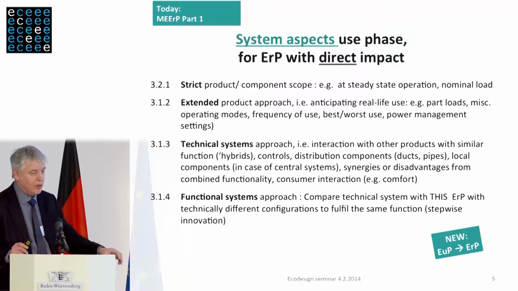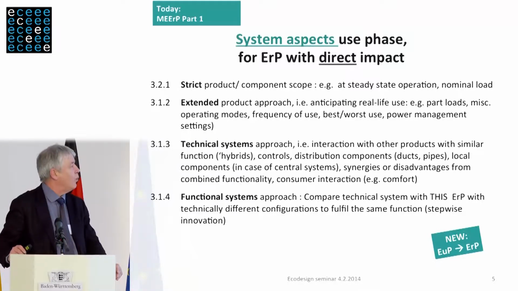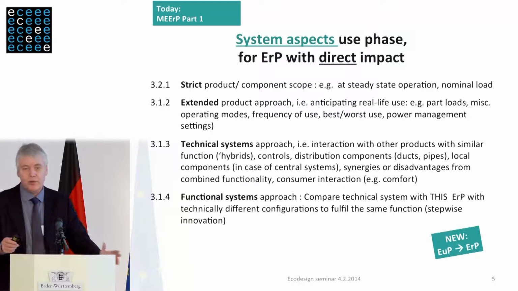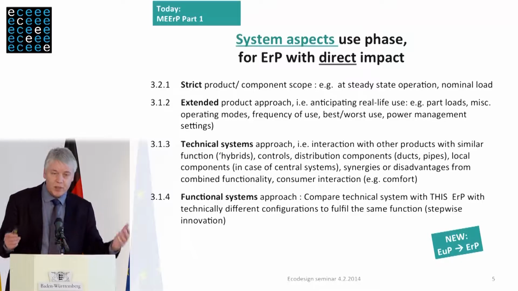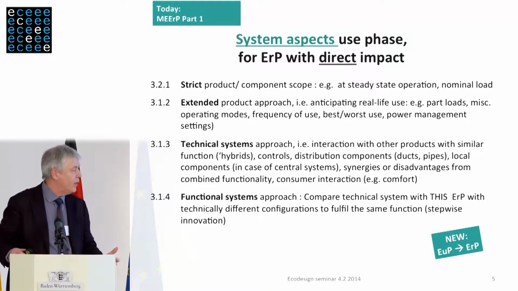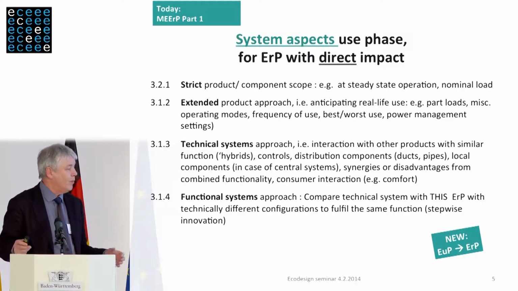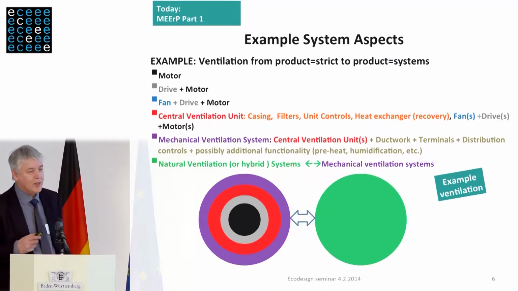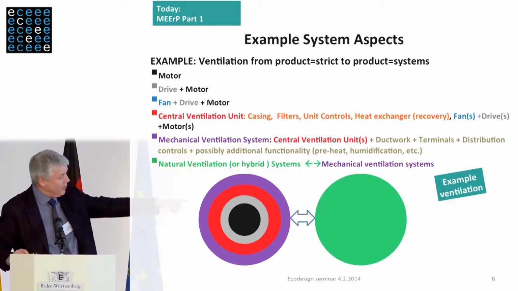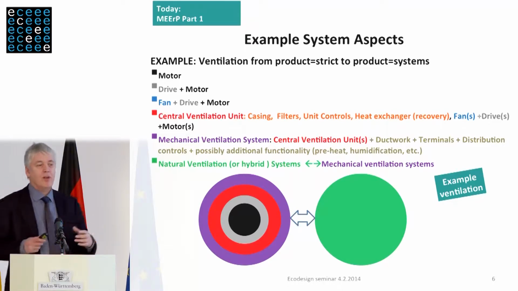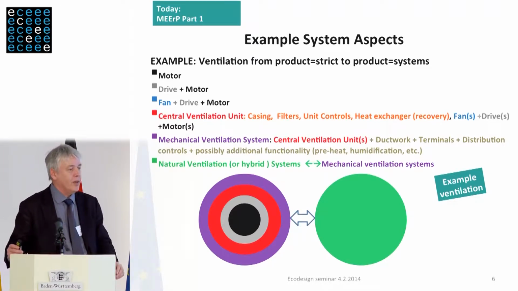This has been shown before by Robert, amongst others. There is a strict scope where you just look at the steady state operation. An extended product approach whereby you are looking at part loads, the possibility of controls, the whole system where you would actually include the controls and related products in the whole, let's say, evaluation of the product. And you would have an approach whereby you compare this product as such, as a technical system, to other technical systems. Now we didn't do this on purpose, Robert. It is the same slide, but so you know it. But it illustrates, for instance, natural ventilation as a system versus mechanical ventilation as a system, and actually gives a sort of reference for one for the other.